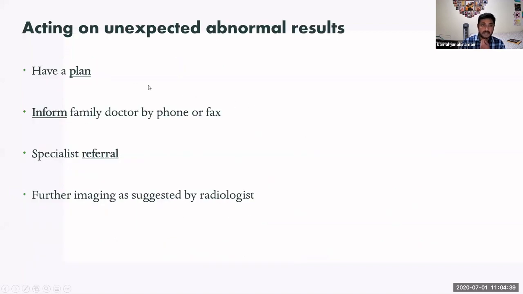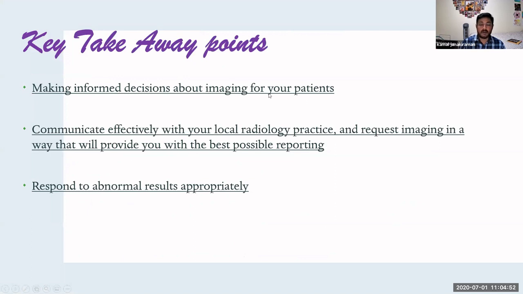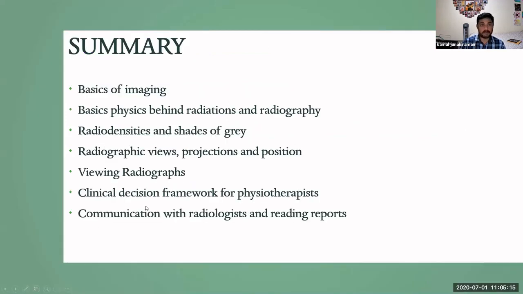Acting on unexpected or abnormal results. You should have a plan when you get abnormal results. You should inform the family doctor by phone or fax. Sometimes you have to refer to a specialist, and further imaging can be suggested by the radiologist. And the key takeaway points from this lecture are: making informed decisions about imaging your patients. You can't just send all the patients for imaging. You should make informed, ethical decisions. Communicate effectively with your local radiology practice and request imaging in a way that will provide you the best possible reporting. Respond to abnormal results appropriately.